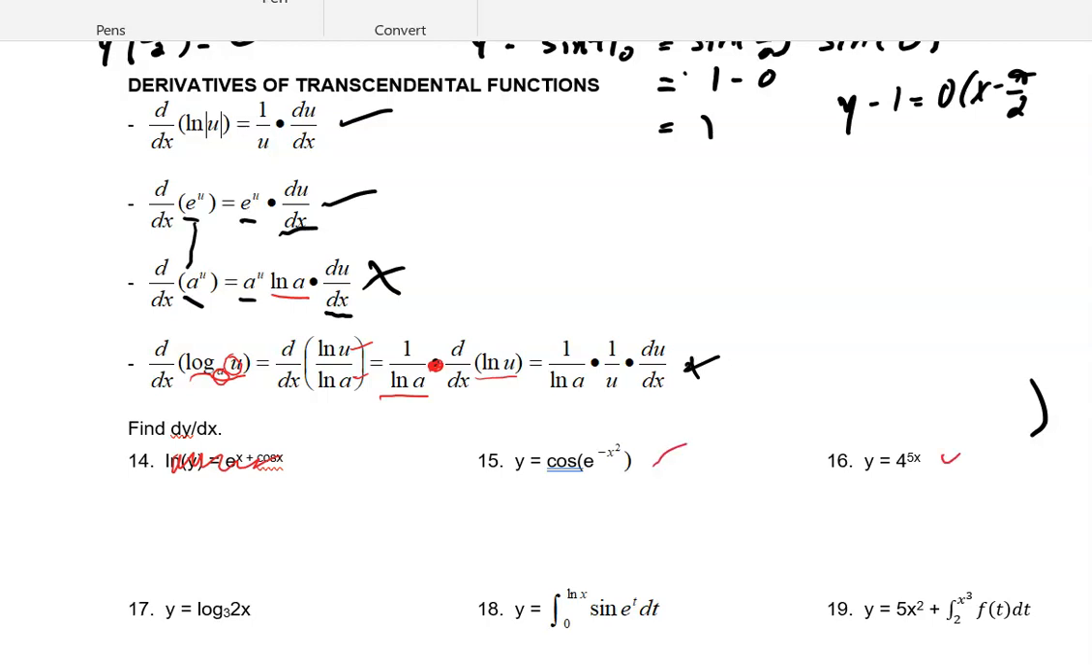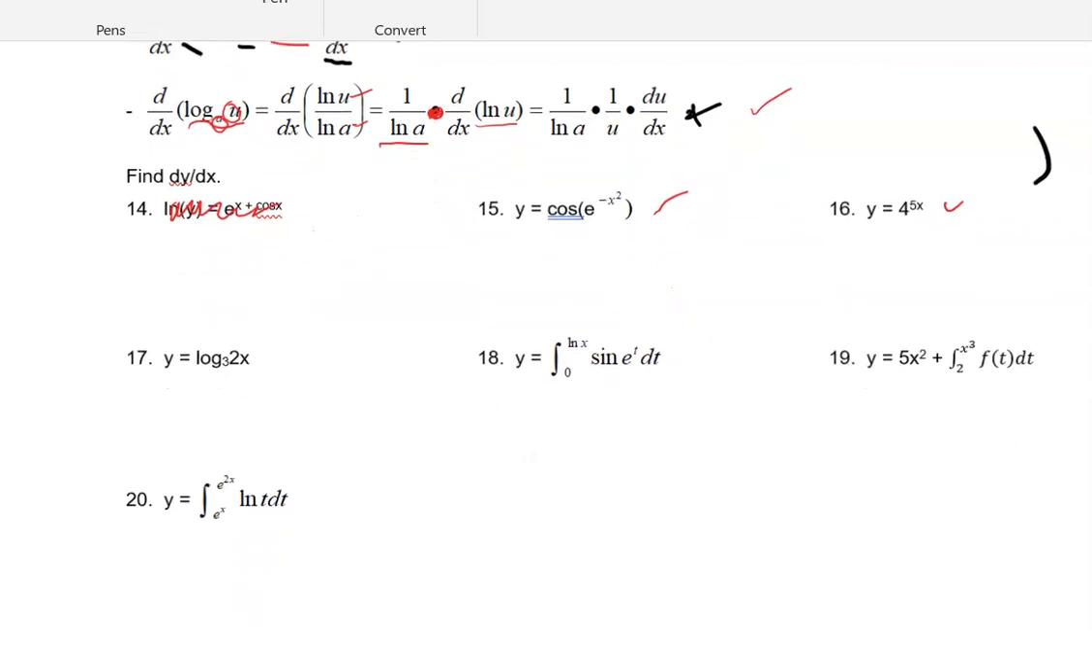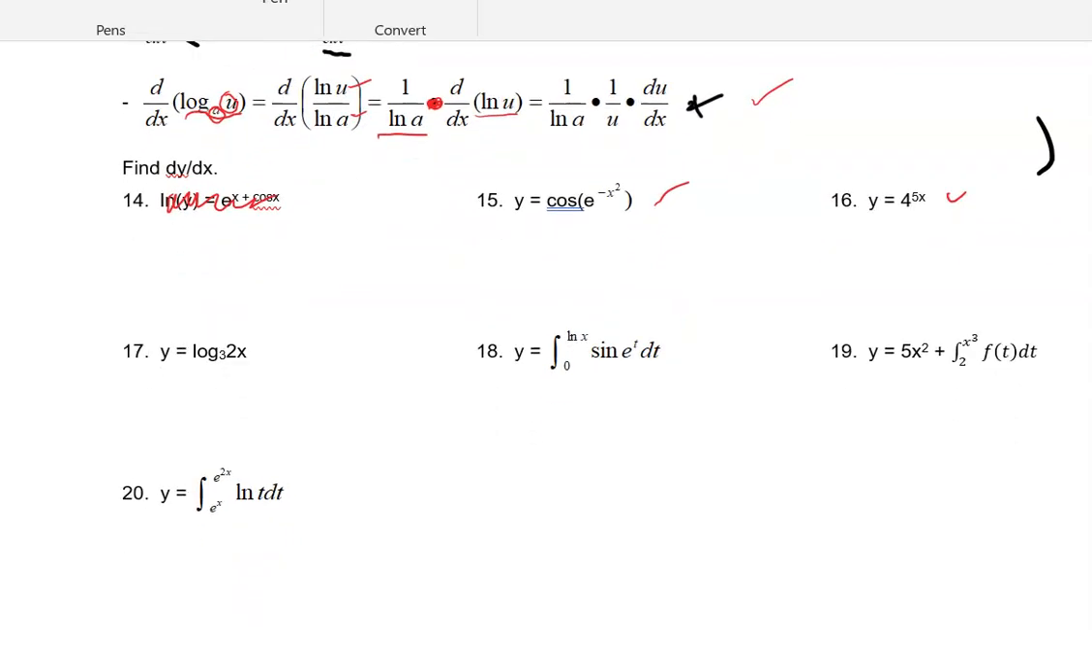16 is just a basic rule. 17 is our common log. All of these, maybe 18 and 19, just so we make sure we have a good handle on this. The derivative, we're taking the derivative of this integral. So these operations would undo each other.